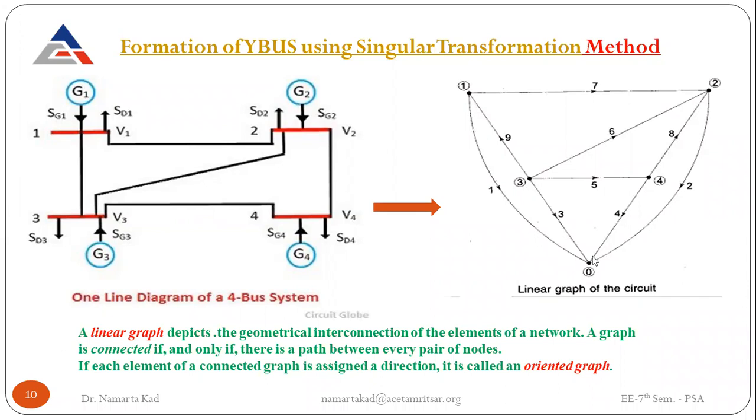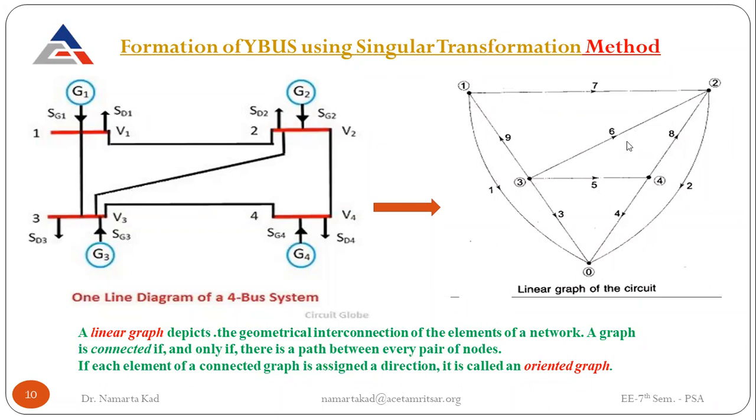Now, each bus is connected with the reference node also. So node 1 is connected with 0, node 2 is connected with 0, node 3 is connected with 0, and node 4 is connected with 0. This is the same as we have done earlier in the previous method. And there are connections between internodes also, like the connection between 1 and 2, between 3 and 4, between 2 and 4, between 1 and 3, and then 2 and 3. Similarly, various branches are connected.